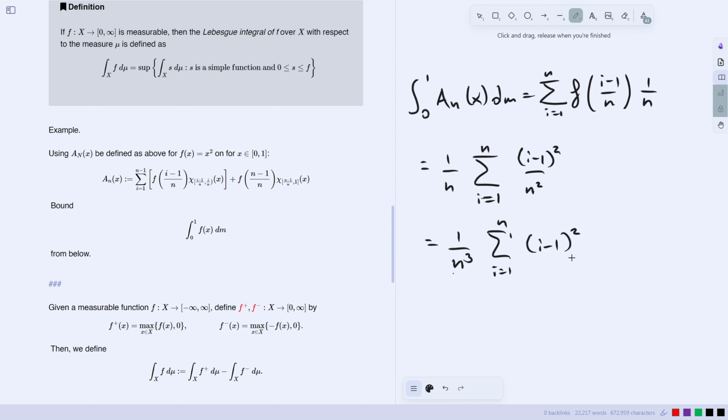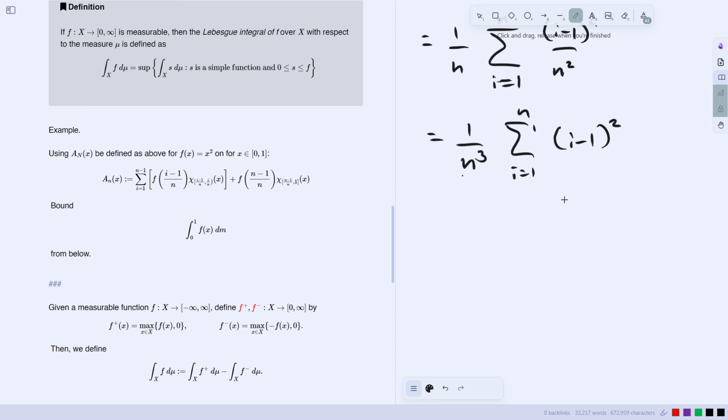Squared. Okay. To evaluate this sum, let's see. Well, what are we summing here? We're going to have 0 plus 1 plus 2 all the way to n minus 1, squared. And there's a formula for this.